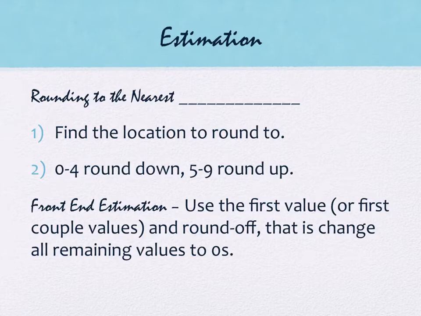Front-end estimation, however, is slightly different. Front-end estimation is one that often you haven't seen before, but it is used. What we do is we take the first value, or the first couple of values. Sometimes we're told to use front-end estimation with a specific accuracy, and sometimes we're not. And you round off. Round off means round down. So if you want to write down round off, it actually means round down. It means you keep the values that are there and you make everything else zeros. That's what rounding off is.